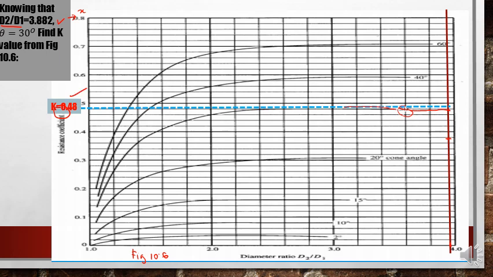So you need to use this table to get the K value. To get the K value, you need the value on the x-axis, which is the ratio of D2 divided by D1, in this case 3.882, and the angle of the cone, which is 30 degrees in this case. You just need to find the cross section between the x-axis value and the line of the angle here, and finally you get the K value.